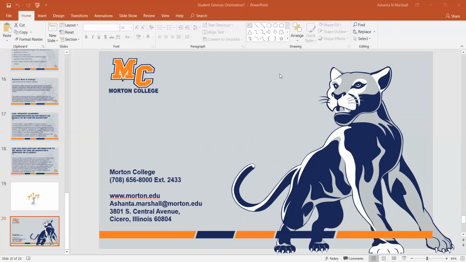Okay. So her email's right here on the last sheet. It's ashanta.marshall@morton.edu. So if you have any questions, you could send her an email.